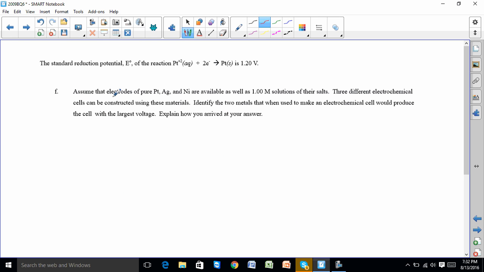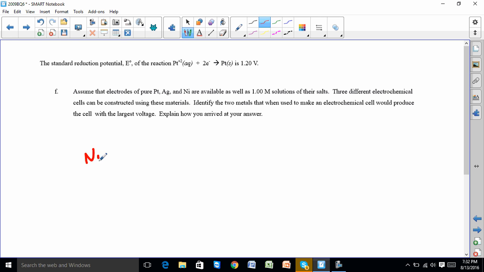F, okay, so you have electrodes of platinum, silver, and nickel, as well as 1 molar solutions of their salts. 3 different electrochemical cells can be constructed using these materials. Identify the 2 metals that when used make an electrochemical cell that would produce the largest cell voltage. So what I did is I just looked them up on the sheet. I'll show you where I got that in a minute.